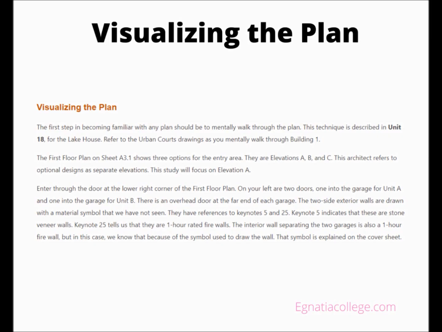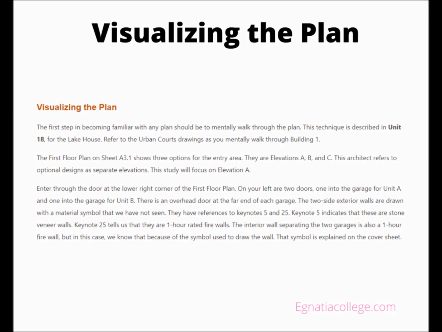Enter through the door at the lower right corner of the first floor plan. On your left are 2 doors. One into the garage for Unit A, and one into the garage for Unit B. There is an overhead door at the far end of each garage. The 2 side exterior walls are drawn with a material symbol that we have not seen. They have references to Keynotes 5 and 25. Keynote 5 indicates that these are stone veneer walls. Keynote 25 tells us that they are 1-hour rated fire walls.